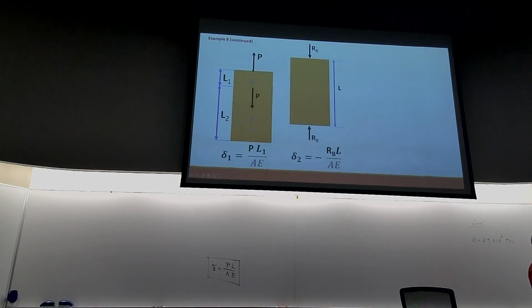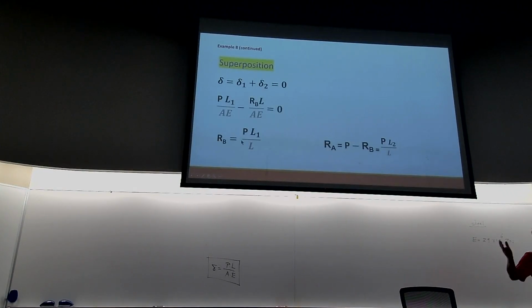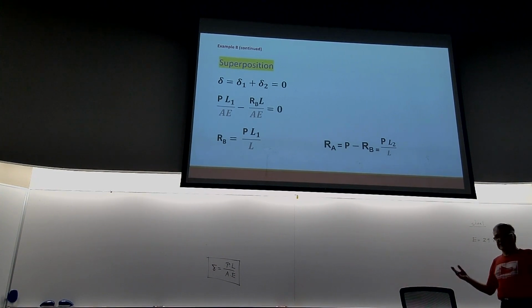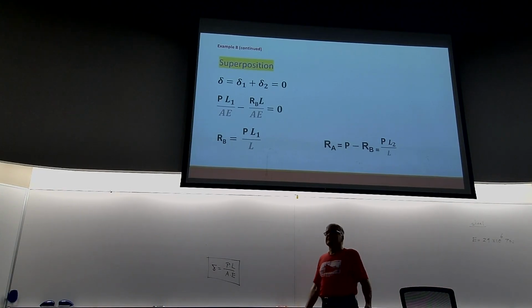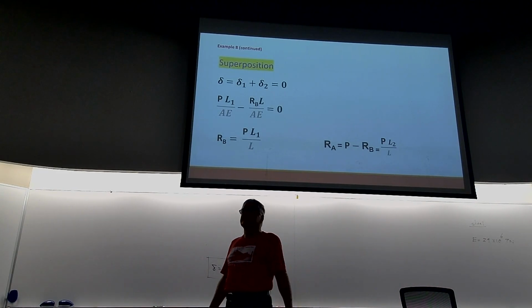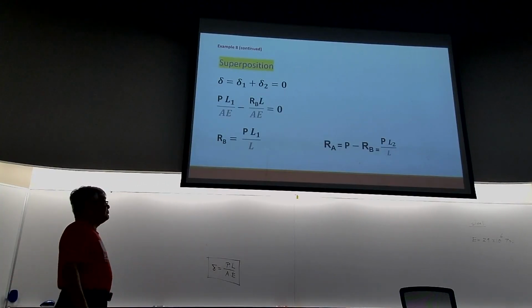So PL1 divided by AE minus RBL divided by AE is 0. Could easily solve for RB, and we have another equation from statics which gives you RA, and clearly we get the same answers as before. Questions about this? No?